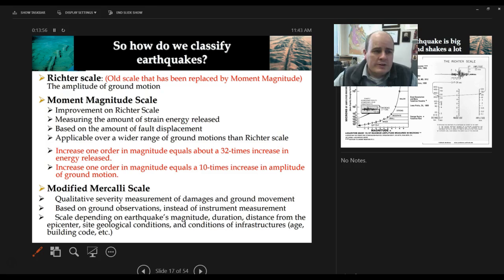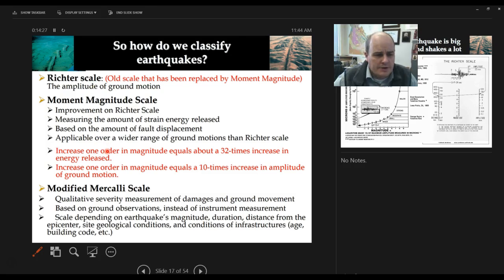So the Richter scale is based off what we call ground motion, how much motion there actually is on the ground itself. Whereas the moment magnitude scale actually improves on that. It still uses ground motion to understand how big the earthquake is, but we also look at how much fault displacement there was and how much energy there is. So moment magnitude really looks at the amount of energy that is released, whereas the Richter scale looks at just how much ground motion is exhibited.